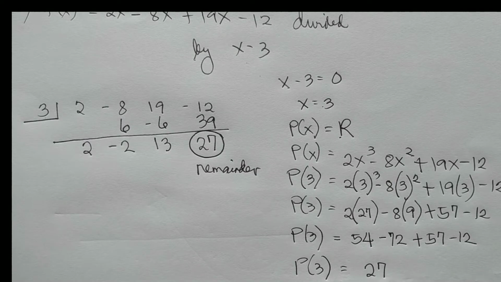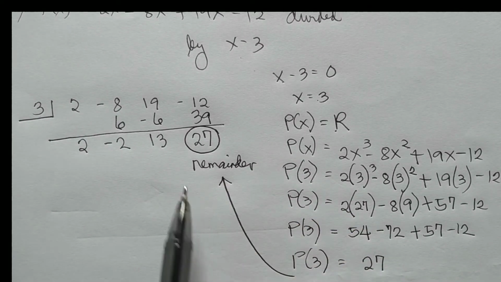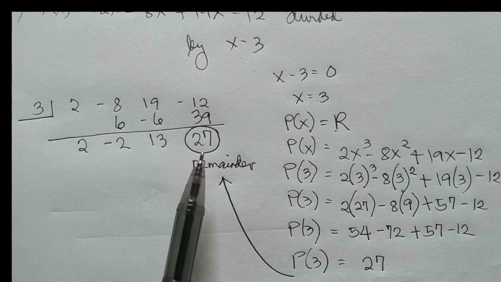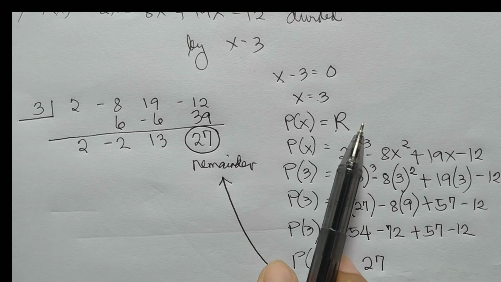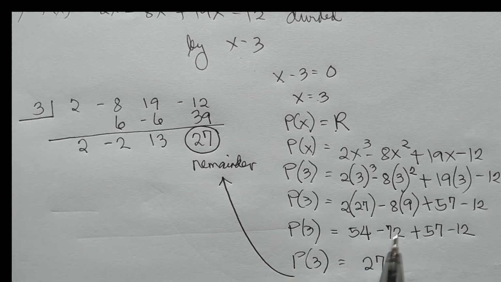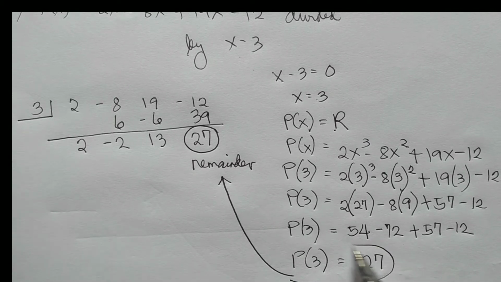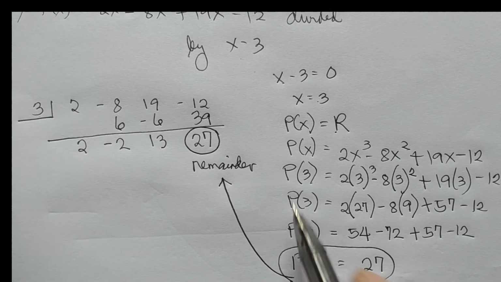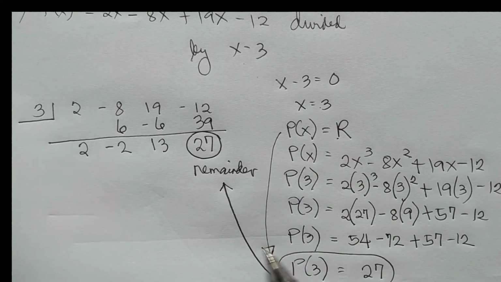So it is true about the remainder theorem using synthetic division, and p of a is equal to the remainder. So that's it. P of 3 is equal to 27, which is actually equal to our remainder.